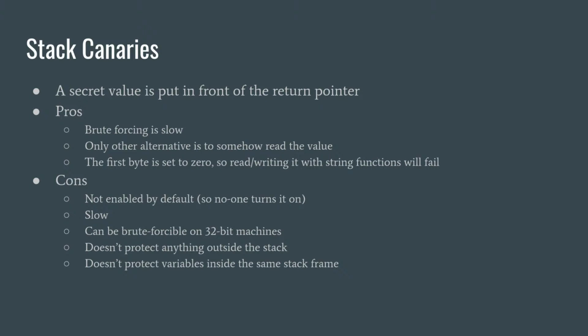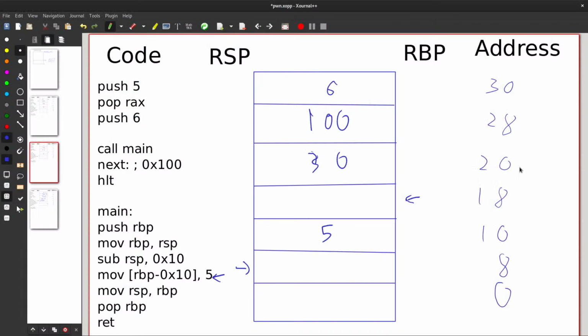This, of course, does not affect overflows in areas other than the stack, so the heap or even global variables, or between variables within the same stack frame. So if I go back to this, I could overwrite the value here with 5 without having to go into the return pointer and mess with any stack cookies.